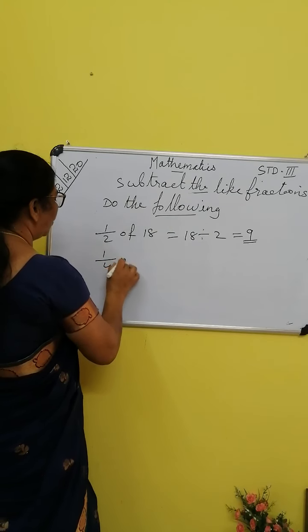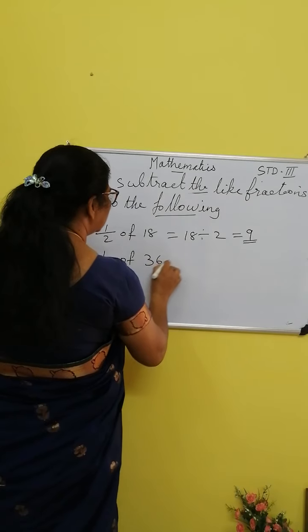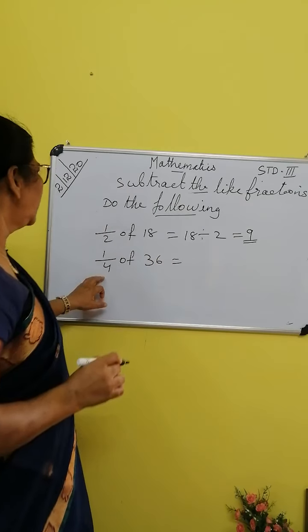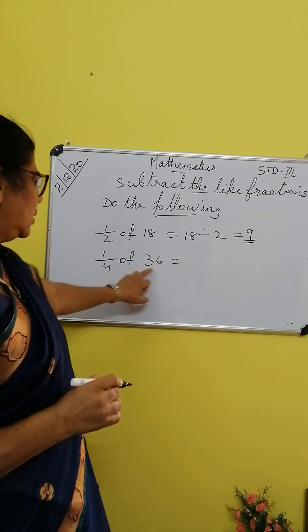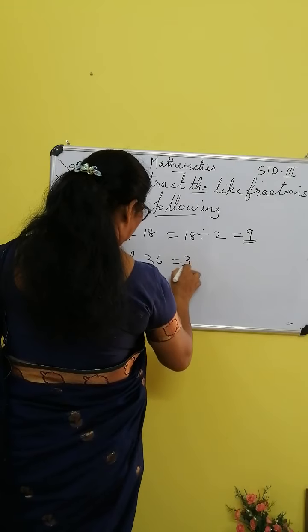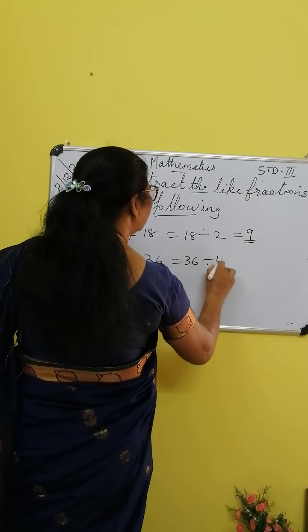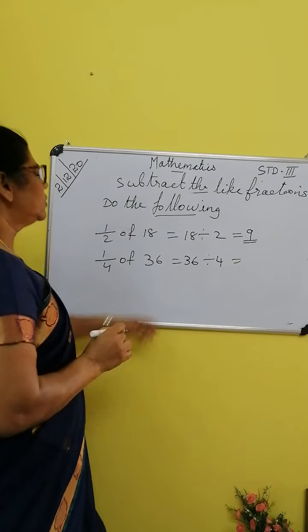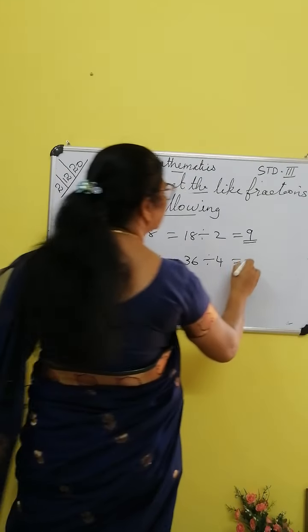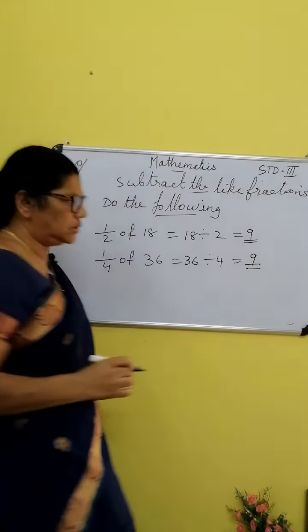1 by 4 of 36. How many 4's are there in 36? So 36 divided by 4. How many 4's are 36? 9 4's are 36.